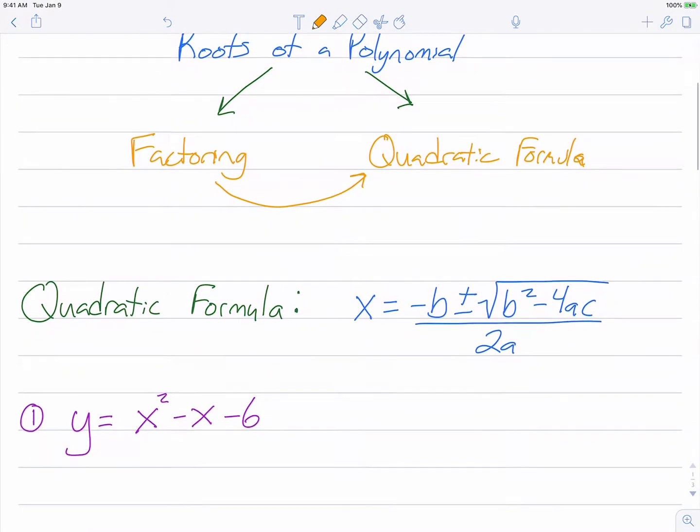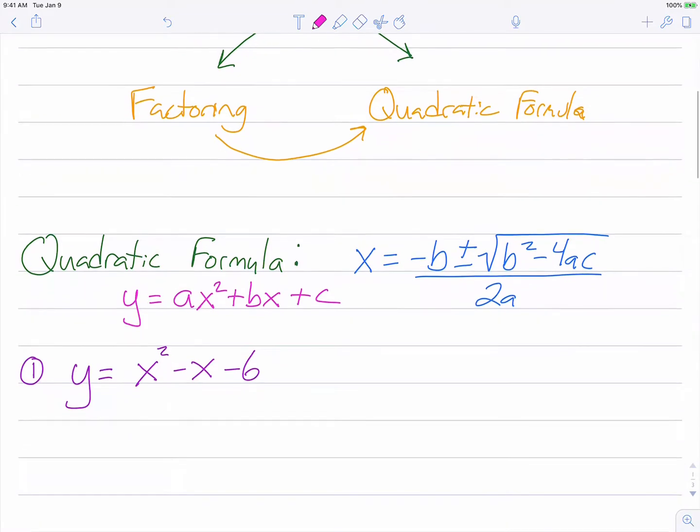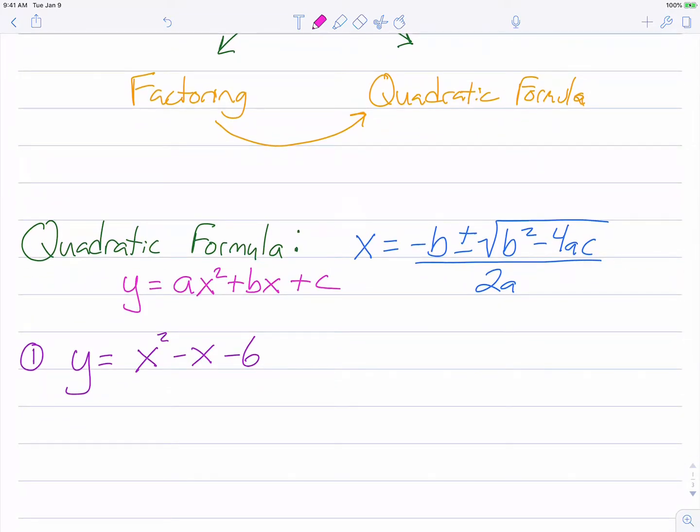Now the quadratic formula should look familiar. You saw it in Algebra 1. It is x equals negative b plus or minus the square root of b squared minus 4ac, all over 2a. Remember that we get a, b, and c from the equation. The coefficient of x squared is a, the coefficient of x is b, and the constant by itself is c. So let's say we had the parabola y equals x squared minus x minus 6.